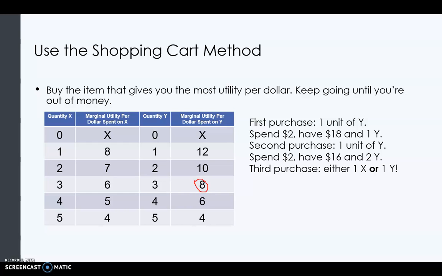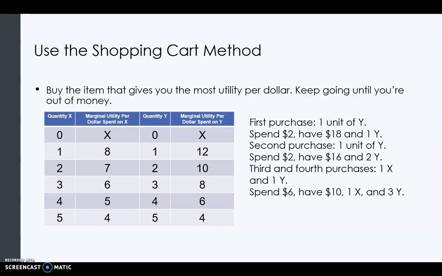It doesn't matter what we do here. They're both going to give us the same number. And since we have $16, we can afford to buy one of each of them. So why don't we just buy both? So third and fourth purchases, 1x and 1y. We're going to spend $6. That's $4 on the x, $2 on the y. We're left with $10, 1x, and 3y.